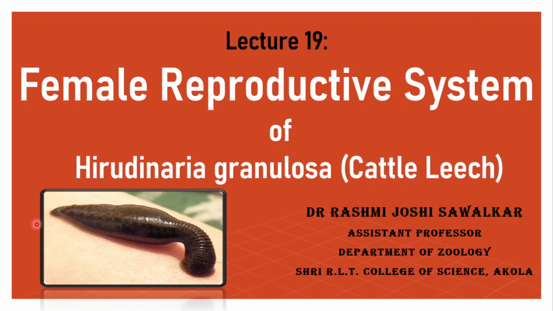Dear friends, today we are going to start our next lecture, lecture 19 on the female reproductive system of Hirudinaria granulosa, commonly called the cattle leech. So, let's see what the female reproductive system is and which are its organs.